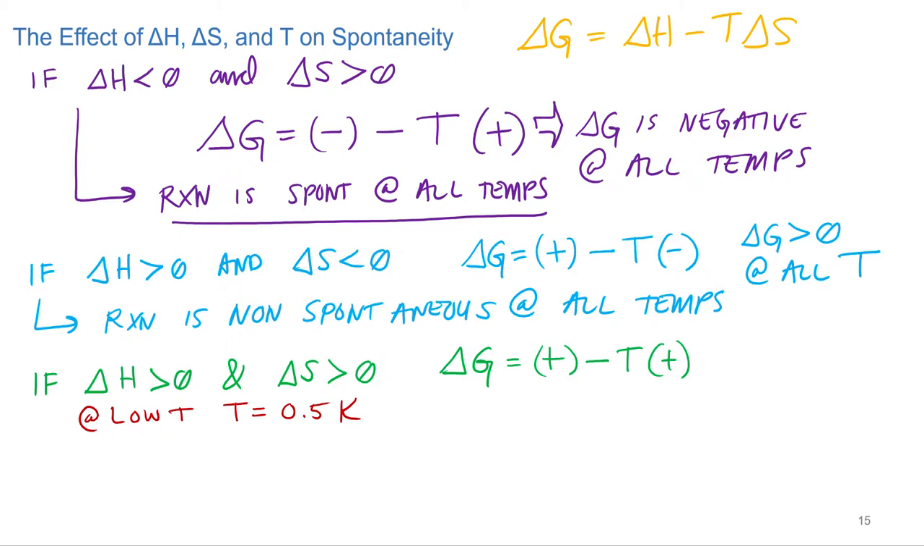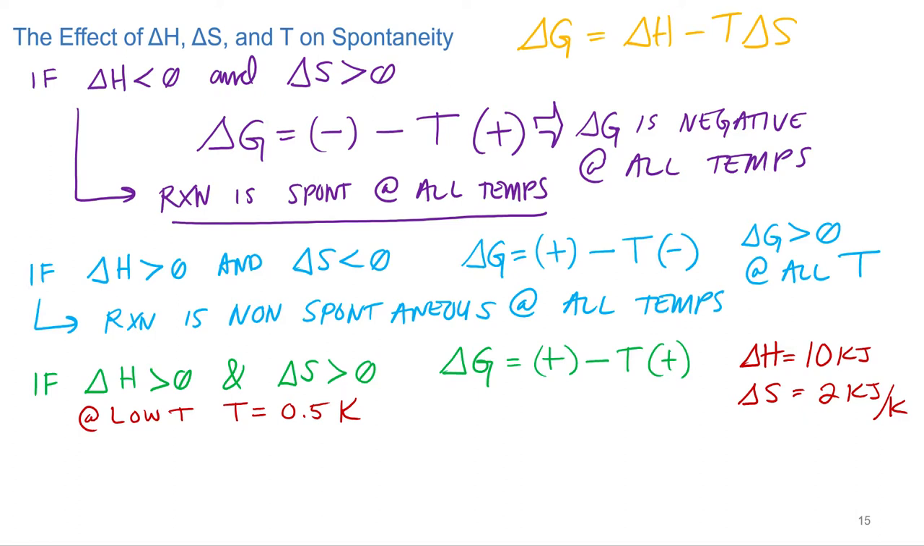All right, so let's say our delta H is 10 kilojoules, and our delta S is 2 kilojoules per Kelvin. All right, just making up numbers.